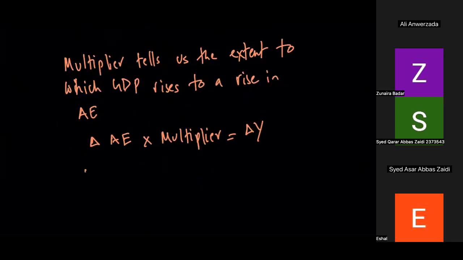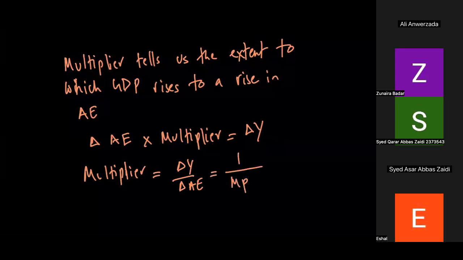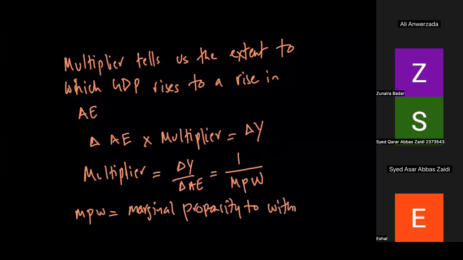And what is the formula for the multiplier? Multiplier is equal to change in Y over change in AE, also equal to 1 over MPW. I'm going to write a general form, 1 over MPW. And what does MPW mean? Marginal propensity to withdraw.